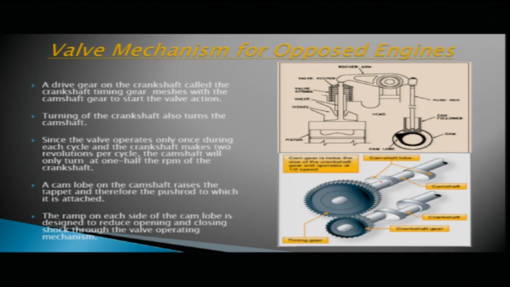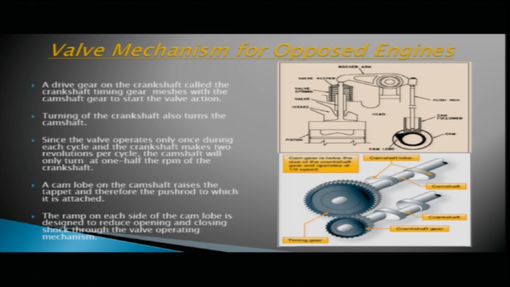Since the valve operates only once during each cycle, and the crankshaft makes 2 revolutions per cycle, as we have studied earlier, the camshaft will only turn at 1/2 the RPM of the crankshaft. So the camshaft is going to turn at only 1/2 the RPM of the crankshaft.